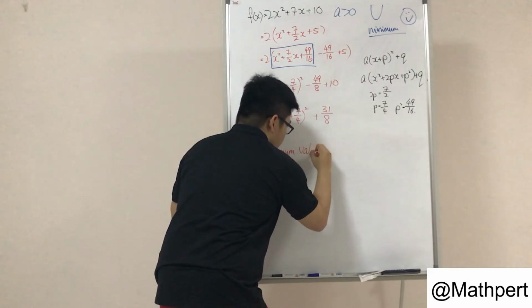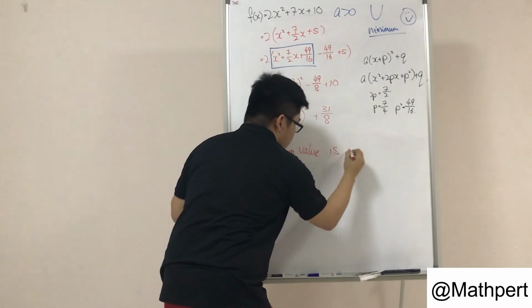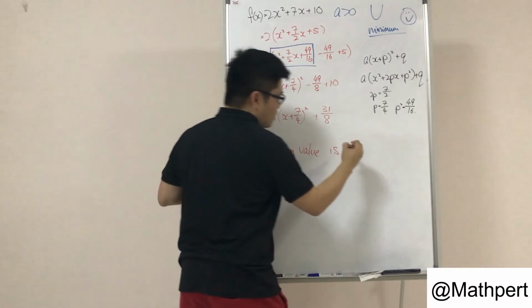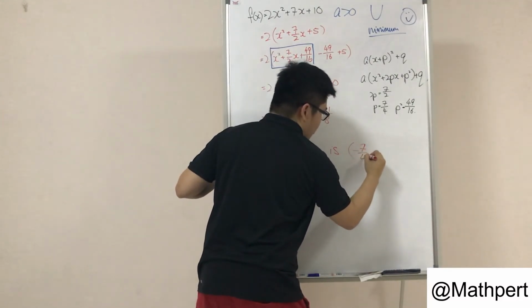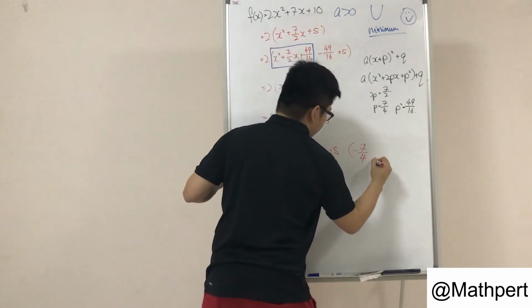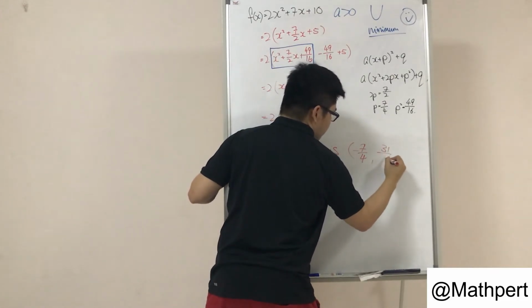Therefore, the minimum value is at x equals negative 7 over 4 and y-axis is 31 over 8.